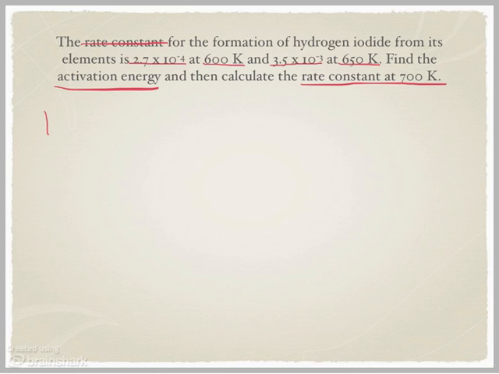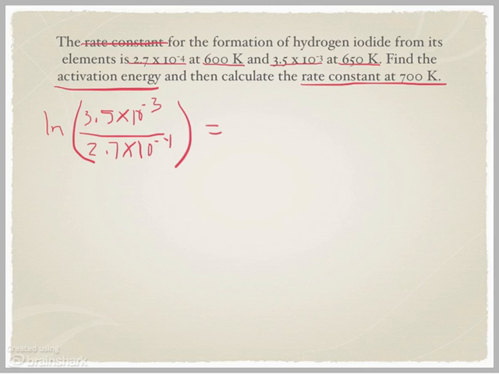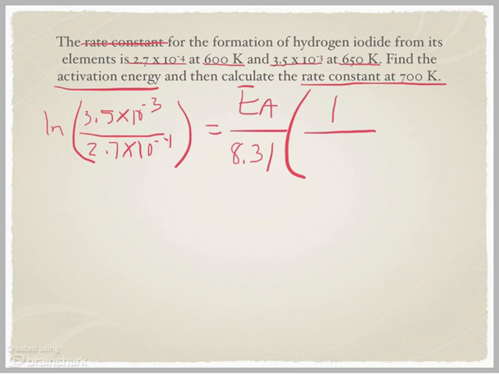So to do that, let's walk through this. You have your natural log of K2, which in this case is 3.5 times 10 to the negative 3, over K1, which is 2.7 times 10 to the negative 4, equal to the activation energy, which is what you're looking for, over your R, which is 8.31, times 1 over the first temperature, your initial temperature, which is 600, minus 1 over the temperature that you ended off with, which was 650.